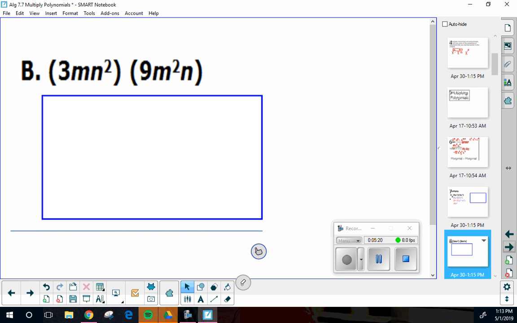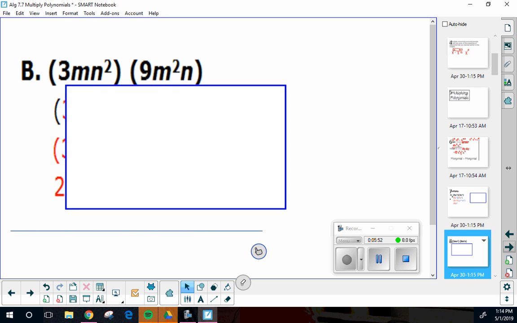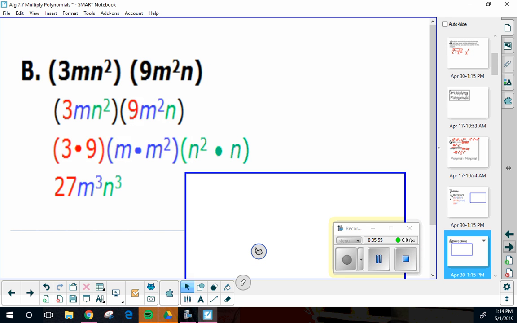Let's try another example. Let's try this one. Be careful, your M's and N's look alike. So that's why I picked this problem, so you would just be super careful and intentional about looking at your variables. All right, hold your whiteboards up and let me see what you have. You should have 27m cubed n cubed.